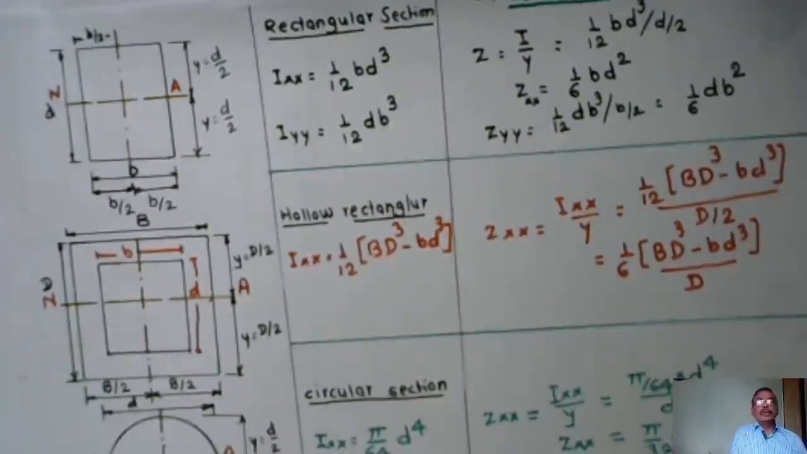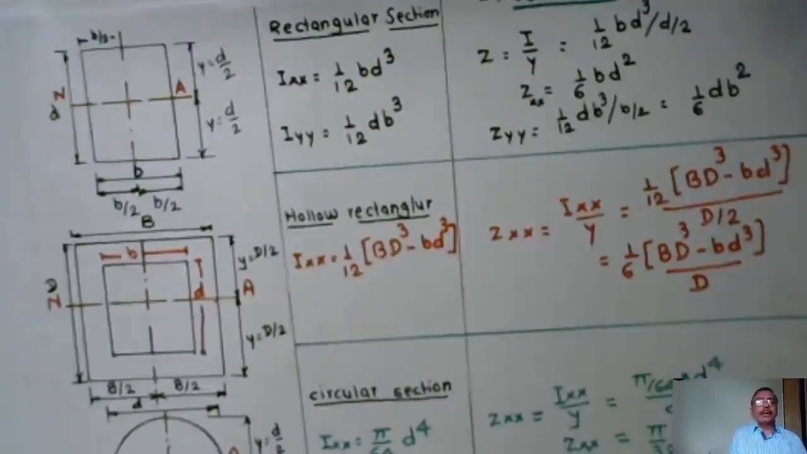So the section modulus for the hollow rectangular section, if we put this value, is 1 by 12 into BD cube minus bd cube divided by D by 2. D by 2 is the distance from the neutral axis to the outer fiber, that is y is equal to D by 2. So it becomes 1 by 6 into BD cube minus bd cube divided by D, or you may say BD cube minus small bd cube divided by 6D.